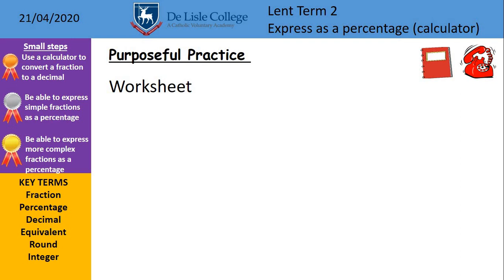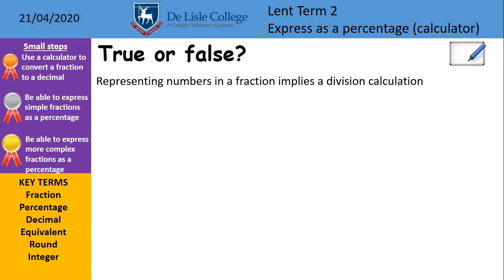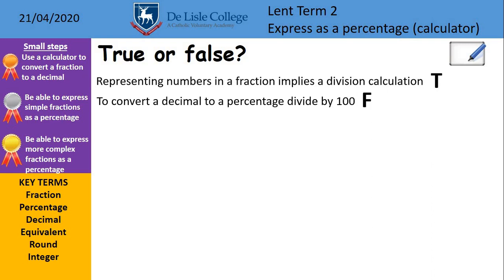At this point, you could have a go at the worksheet that's related, or you could have a go at the true-false questions first. So, representing numbers in a fraction implies a division calculation. True, yes it does. Remember, if you haven't got the fraction key on your calculator, you can use the division. To convert a decimal to a percentage, we divide by 100. This is false. Remember, we multiply by 100.